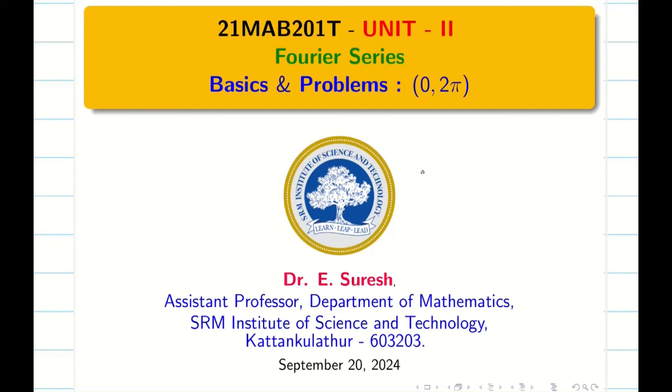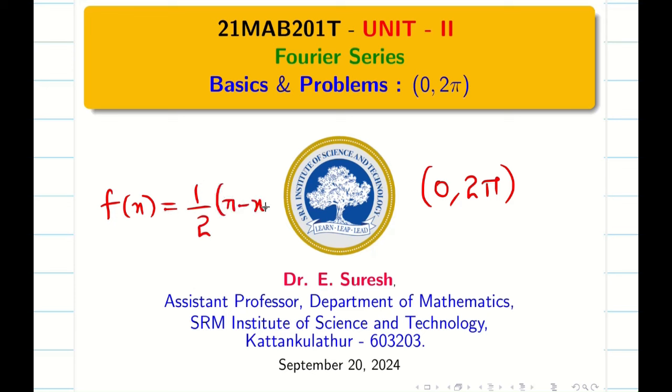Dear students, welcome to the problem solving session on Fourier series under the interval 0, 2 pi. In the previous lecture, we solved the problems for the function f of x equal to 1 by 2 pi minus x using the property. In this session also, we are going to solve the problem using the property. For more clarifications, I am doing one more problem.